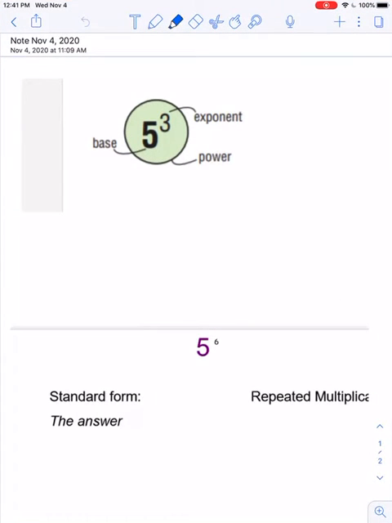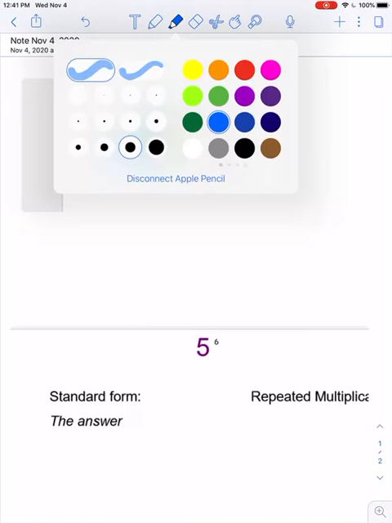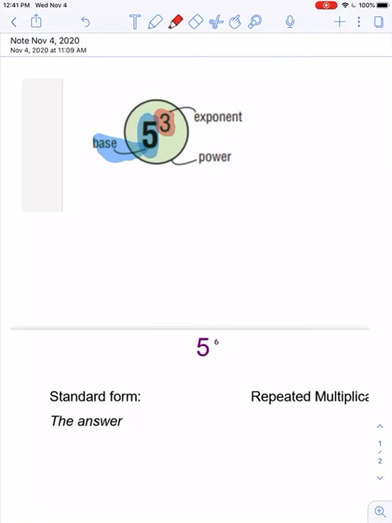What is a power? When we're talking about power, we have a base. That's the big number, the one that's going to be repeated multiple times. And we also have an exponent. When we have a base and an exponent together, it's called a power.